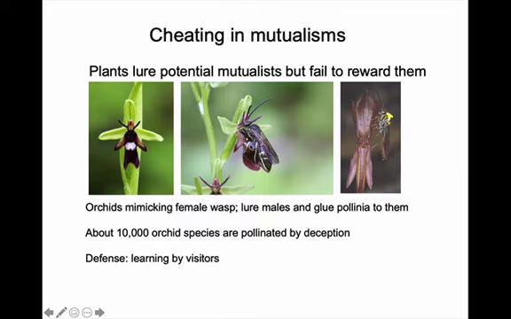They figure out, that's not a female, even though it smells like one and kind of looks like one, so I'm not going back there. And so eventually they learn to avoid the orchids. However, in the meantime, they pollinated a couple of orchid plants. Orchids are notorious for this. So when a guy buys his date an orchid for a corsage, it's kind of a more sinister message than you might expect.